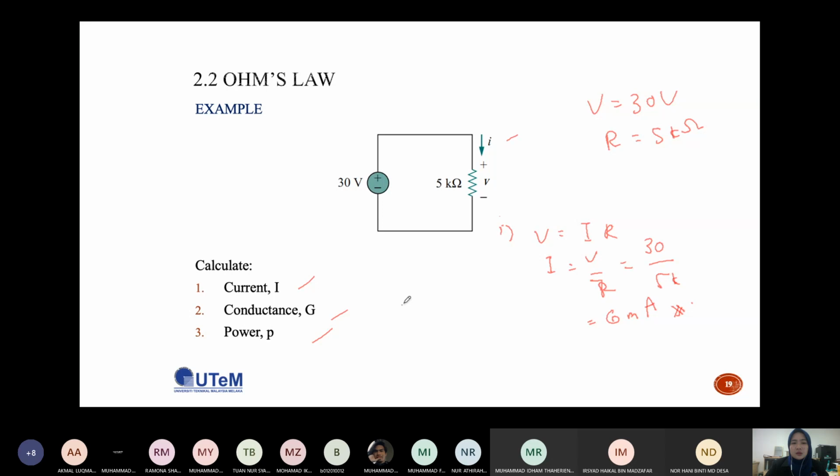Next one is question 2. Calculate for the conductance, G. So G equals 1 over R. 1 divided by R, R is 5 kilo ohm. So 1 divided by 5 kilo ohm, you will get 0.2 milli. The unit for conductance is Siemens, S. Okay, so it is 0.2 millisiemens.